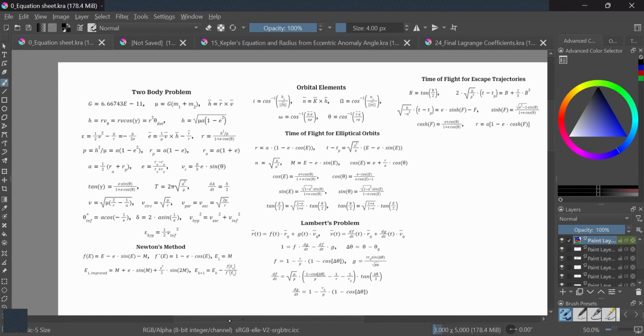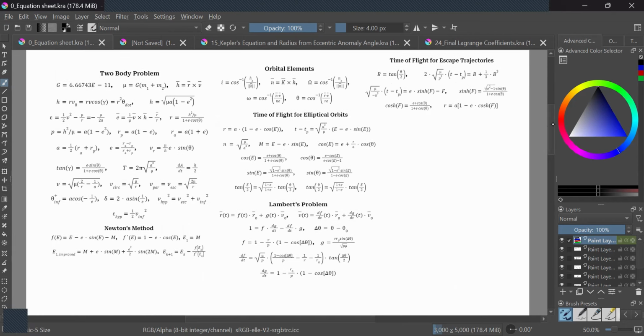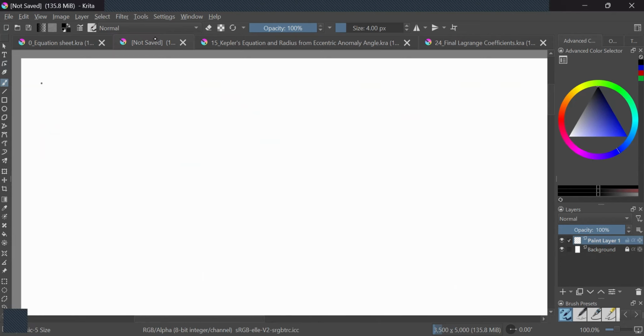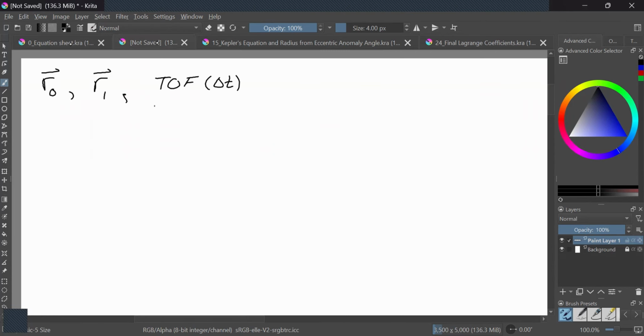Well, I say that's a great question, and to that I reply that we are not done, because if you remember from our definition at the beginning of the series, we had an initial position, a final position, and a time of flight between them. And also, as I hinted at in the previous video, the Lambert's problem equation set is not complete. We're still missing some stuff. So what do we add to it? Well, the hint is right here.